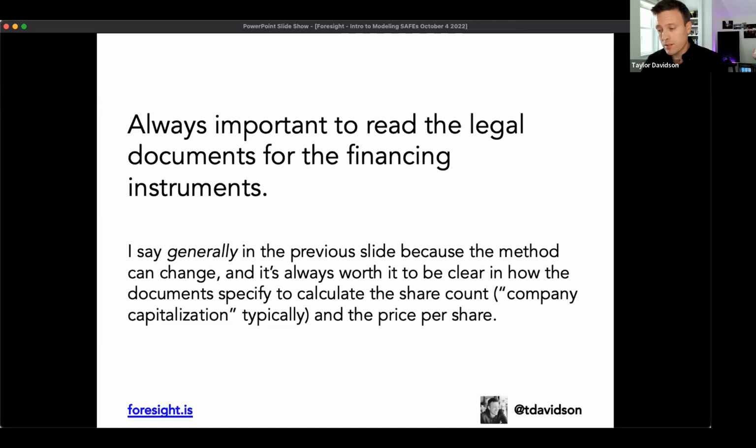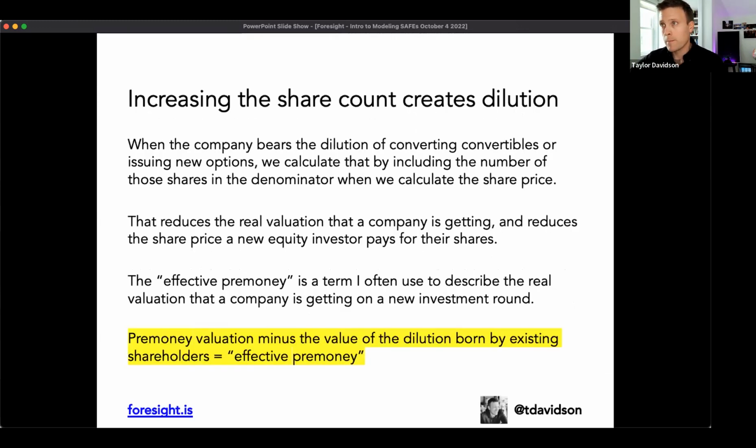So you always have to read the actual documents, not just assume, oh, it's a post-money safe. Read the specific terms in the legal documents and say, okay, this is exactly how to calculate it, and then use those methodologies. It's really the cleanest and clearest way to do that. And I have appendix slides which detail some examples of how it looks.